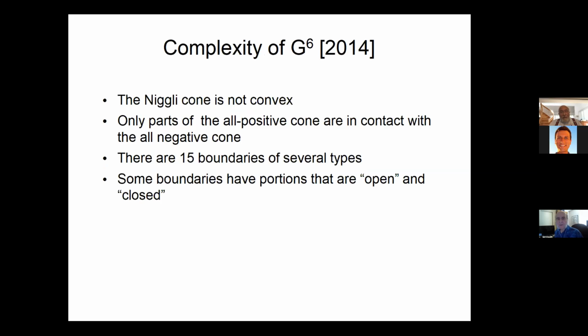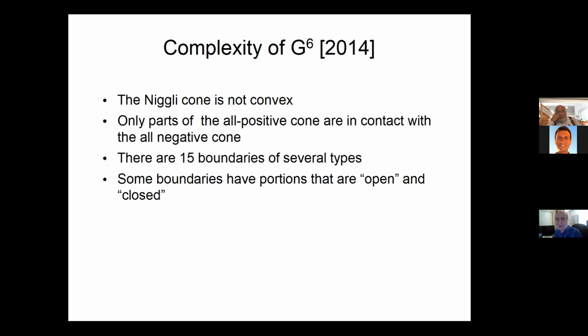The Niggli cone is not convex. I said earlier, in the Niggli cell, we make all of the angles either all acute or all obtuse. And the connection between those doesn't always connect. There are 15 different boundaries.